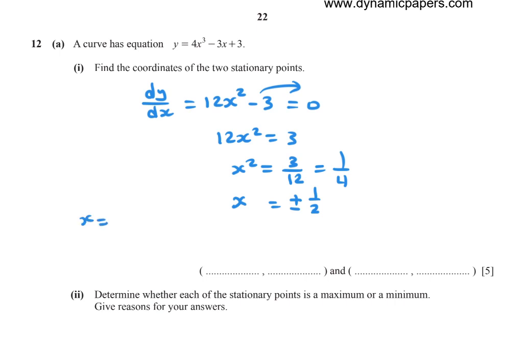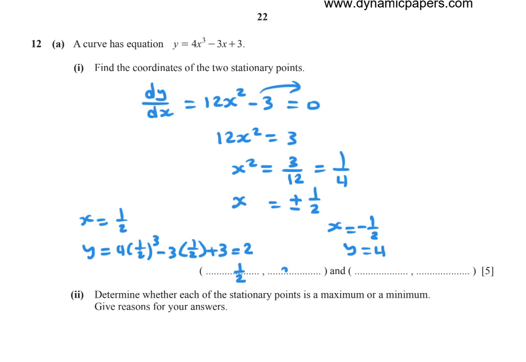If x equals 1 over 2, so y equals, substitute in the general equation, so y equals 4 into half power 3 minus 3 times half plus 3 equals 2. And if x equals negative half, substitute in the same equation, you get y equals 4. So the two solutions, half and 2, negative half and 4.